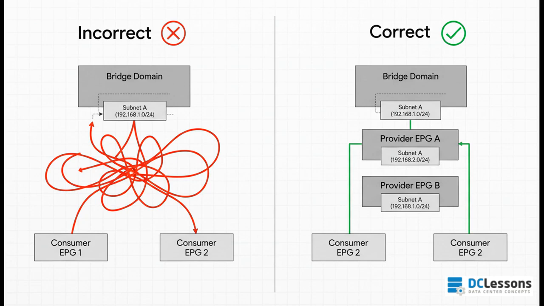If you had just defined both of those shared subnets under the one bridge domain, they would both get leaked to both of the consuming VRFs. You'd end up with a really messy routing table. By tying each subnet directly to its specific provider EPG, you guarantee that only the right subnet gets leaked to the VRF that's actually using that service. It keeps your routing incredibly precise and clean.